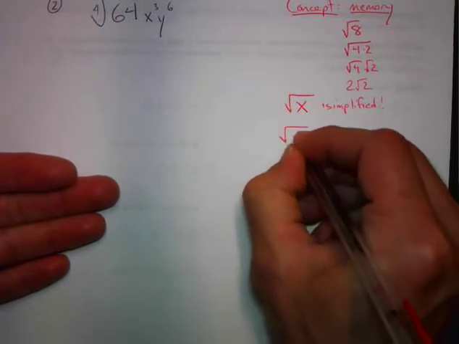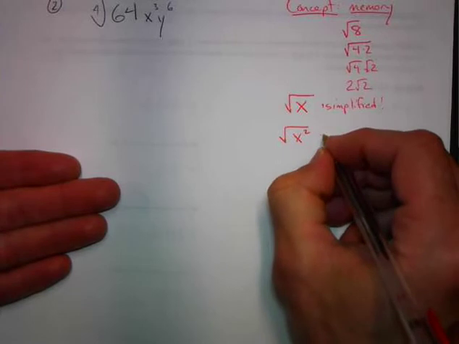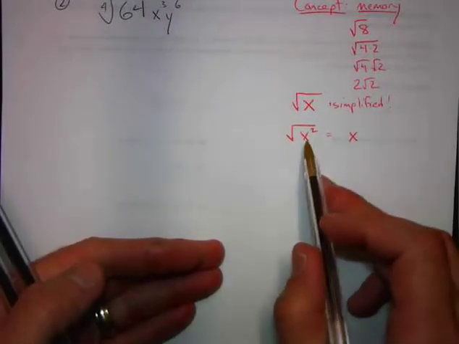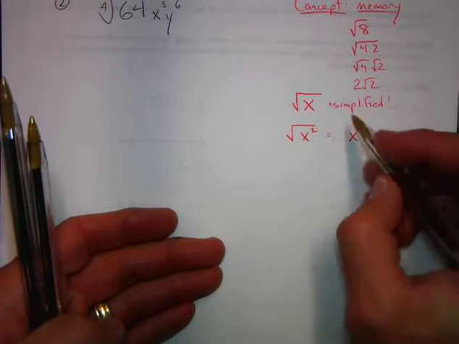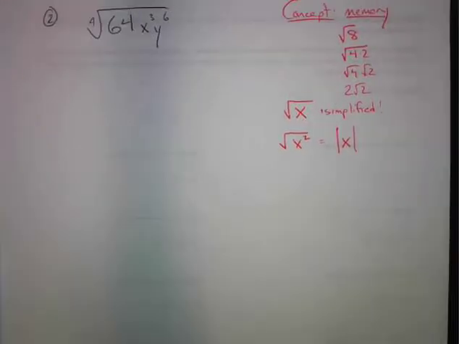Well, what is the square root of then x squared? And the square root of x squared is going to be x. But if you remember from the last lesson, it's not only x. Since we have an even index and an odd exponent, we need the absolute value of x. Okay, so the square root of x squared is actually the absolute value of x.